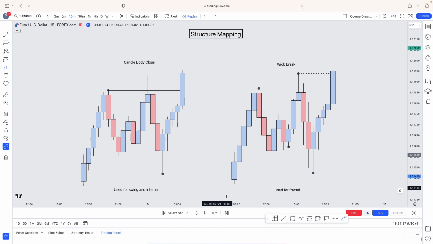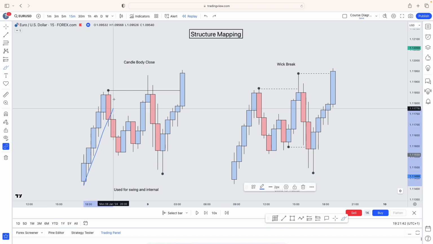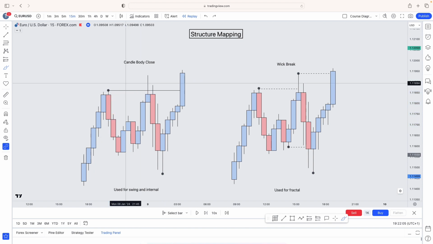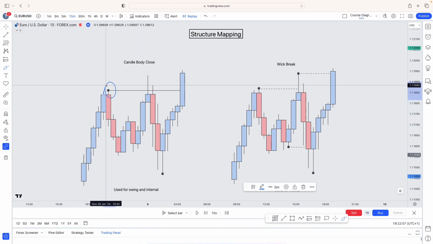So in the first one, a high is made and a pullback starts to form. Here's the high that's made, and then the pullback starts to form. Price then pushes up and wicks above this high before the candle comes back and closes within the range. When using swing and internal structure, we cannot map this as a break of structure because price has failed to break and close above the previous high. Therefore, our high stays where it is here, and then price pulls back again.